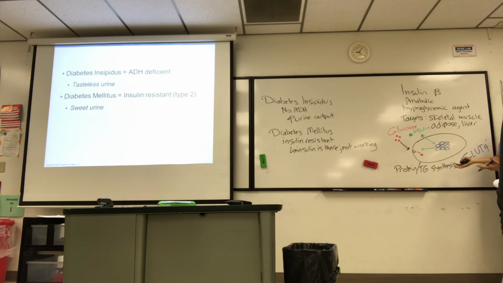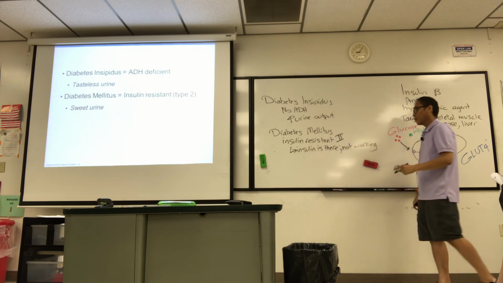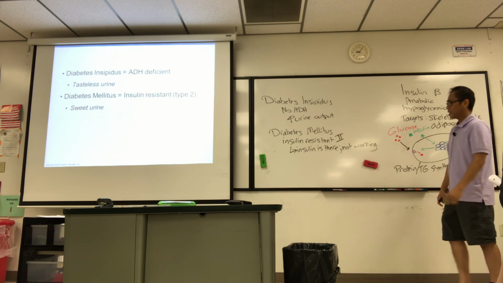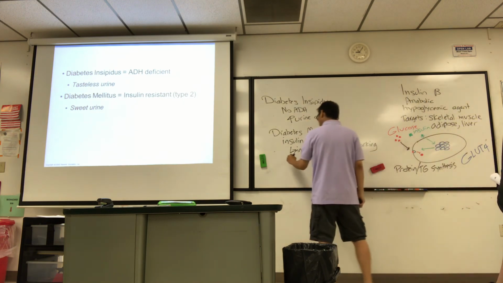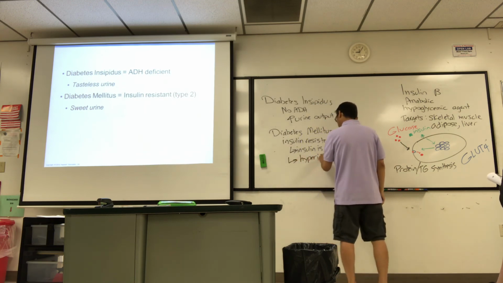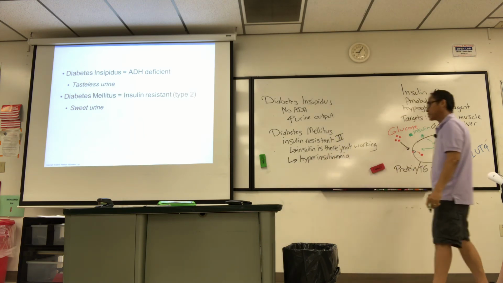So you actually may hypersecrete insulin. You may have hyperinsulinemia. It's there in boatloads trying to lower the glucose, but it can't. This is called type 2 diabetes, which is the much more prevalent kind, where insulin is there, but not working. And it may be preceded by a period of hyperinsulinemia, kind of a pre-diabetes phase. Hyperinsulinemia means a lot of insulin. It's there, it doesn't work.